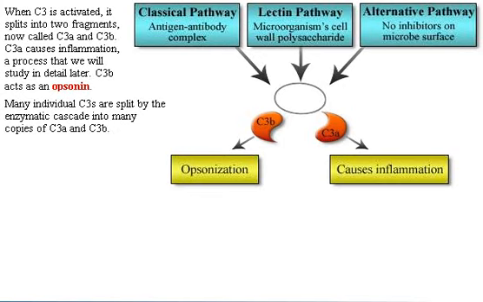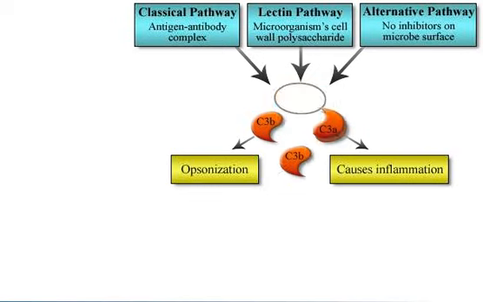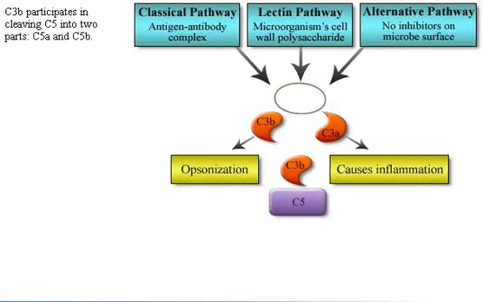Many individual C3s are split by the enzymatic cascade into many copies of C3a and C3b. Click the C3 to split another copy. C3b participates in cleaving another complement molecule called C5 into two parts, C5a and C5b. Click the C5 to cleave and activate it.